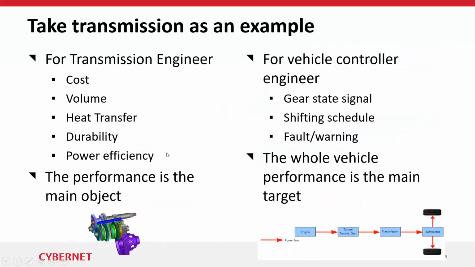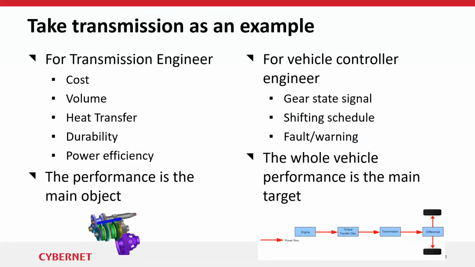We take the transmission as an example. Assume that we are a transmission engineer. We will probably be concerned about the cost, the volume of the transmission box, the heat transfer efficiency, the durability, and the power efficiency. You will find that the performance of the transmission is the main object.